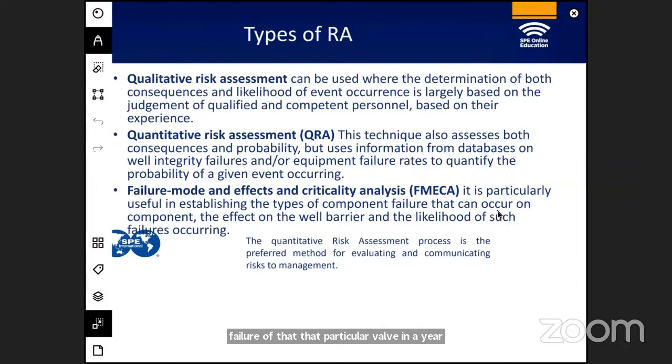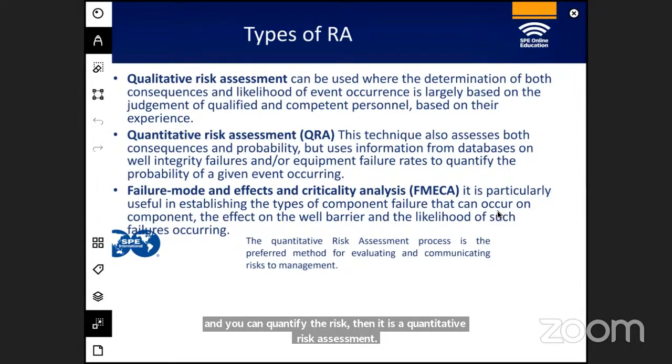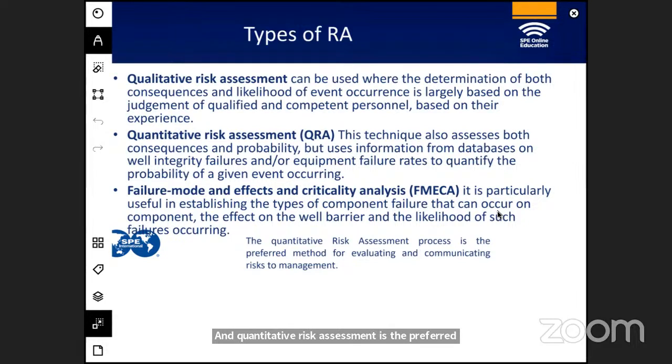Suppose we do not have this number for the cement failure. So we apply a qualitative judgment. And then the risk assessment is called a qualitative risk assessment, where we do not have confirmed data. If we have certain data and we can quantify the risk, then it is a quantitative risk assessment. And quantitative risk assessment is the preferred method of evaluating, because it's more reliable and acceptable to the higher management.